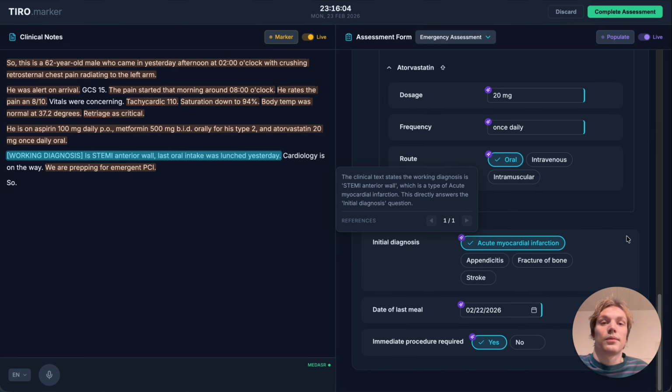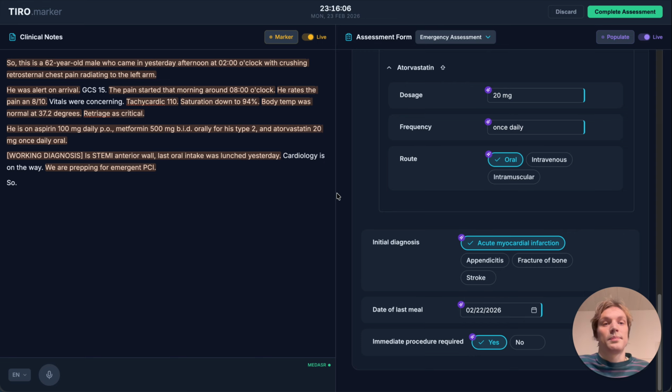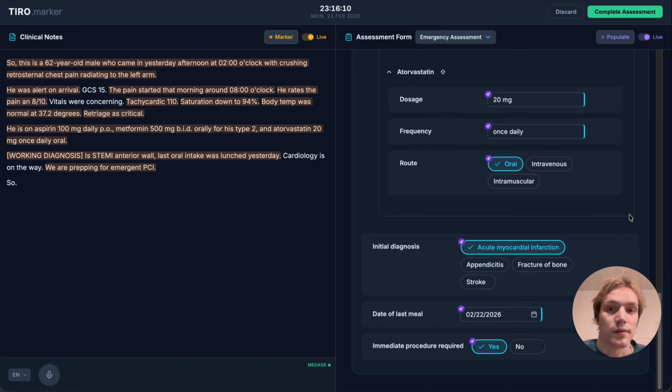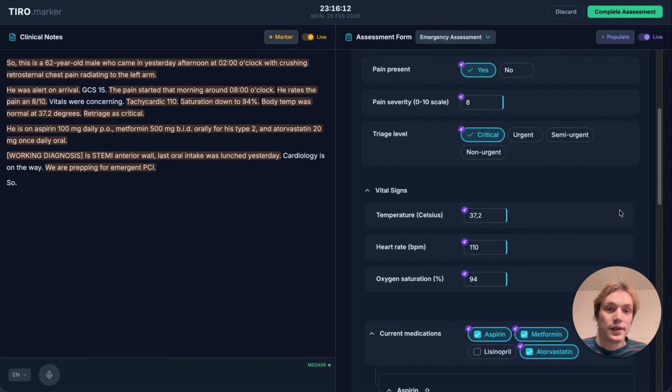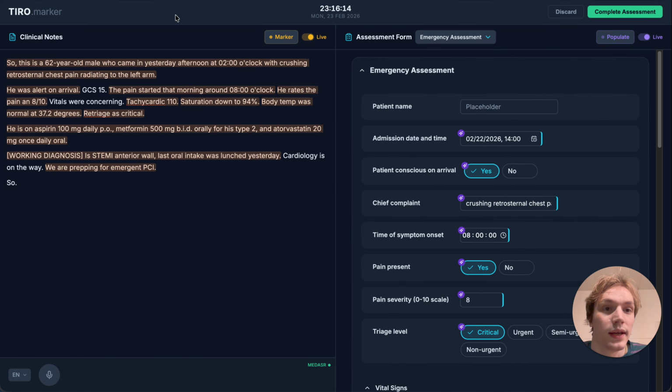So that's TIRO.marker. As you can see, the two-phase pipeline of mark and populate agents really helps with the quality of the extraction. And because every answer traces back to the source text with the AI's reasoning, it's easy to verify what the AI did.